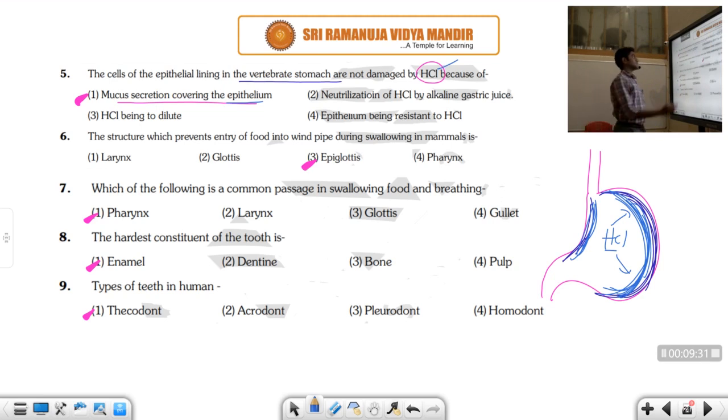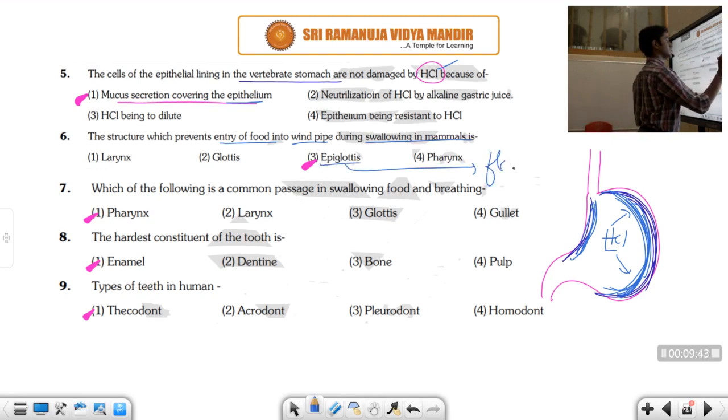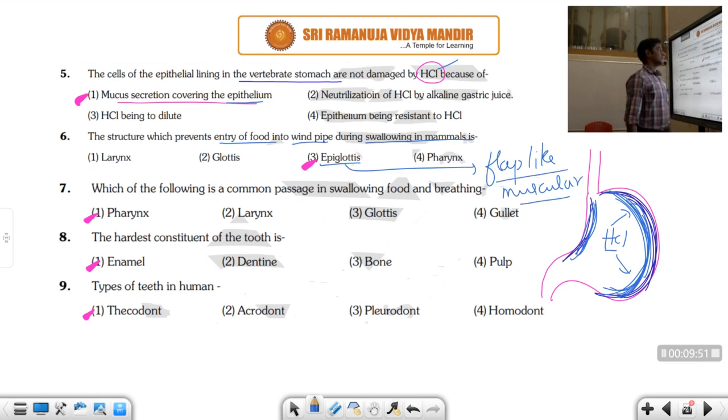Next, the structure which prevents the entry of food into the windpipe during swallowing in mammals. That answer is epiglottis. Epiglottis is actually called a flap-like muscular structure. It prevents the entry of food particles into the respiratory system, right? So this is called the epiglottis.